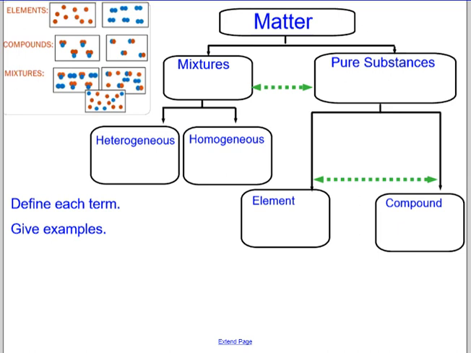Either of these mixtures can be separated by using a physical process. Pure substances are things that cannot be separated using physical processes. Pure substances might be elements, which cannot be separated down into any smaller component, or compounds. Compounds are combinations of elements. They have more than one type of element included. Compounds can only be separated by doing a chemical reaction.